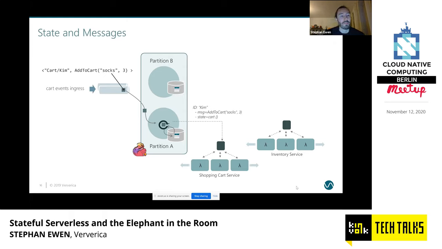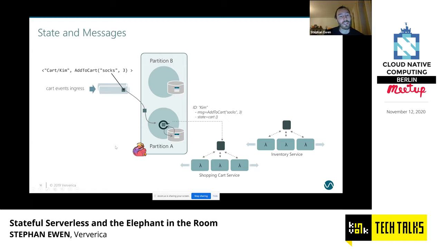So the message comes in that is targeted at a cart for Kim. If we decompose this message, every message will go to a certain type of function. The type here is cart, and then it will go to a certain function instance or function ID. The ID here is, let's say, just the username of the user that goes shopping. In this case, it would be Kim. And the message itself is an add-to-cart message that says, okay, I want to add three socks to this shopping cart. So this message first enters the system in one partition, in partition A.